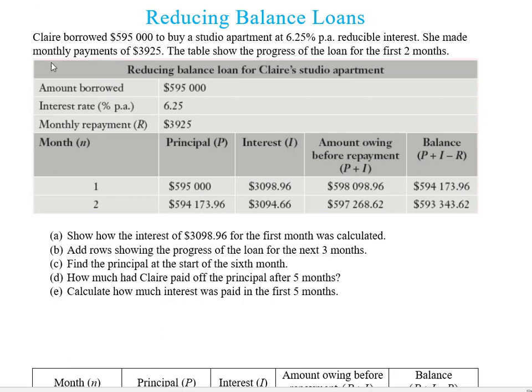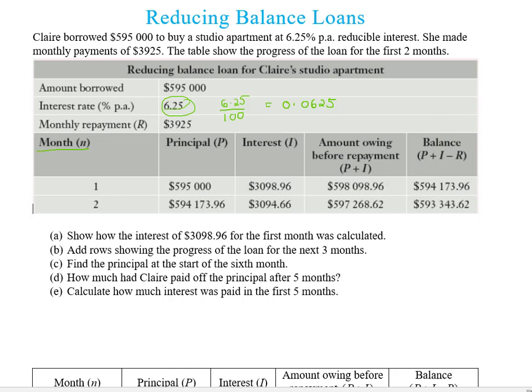So if we have a look at reading the table, first up, I've got the amount that Claire borrowed, which is the $595,000. I have the interest rate, and my interest rate is given to me in percent per annum. What I need, though, is to write that as a decimal. So that's 6.25 over 100, and I'm going to write that as a decimal as 0.0625.